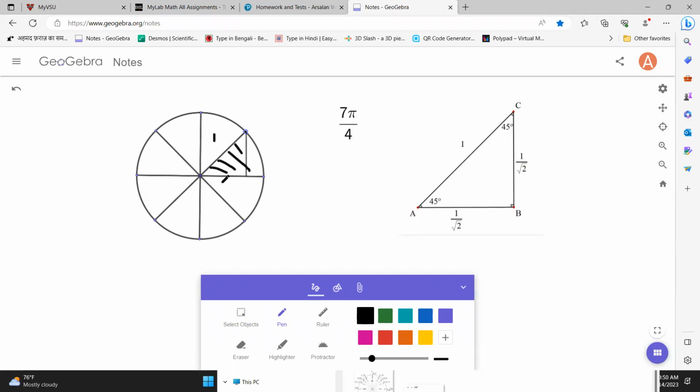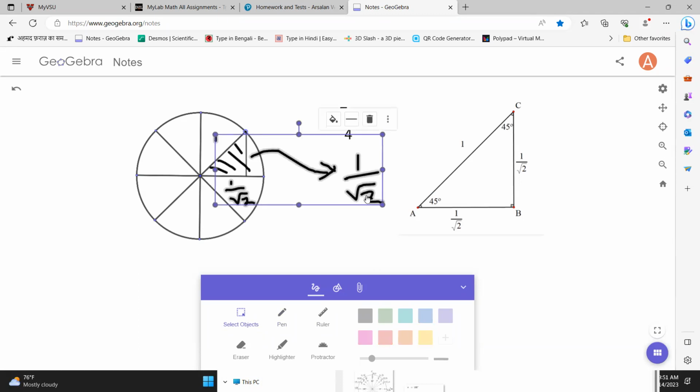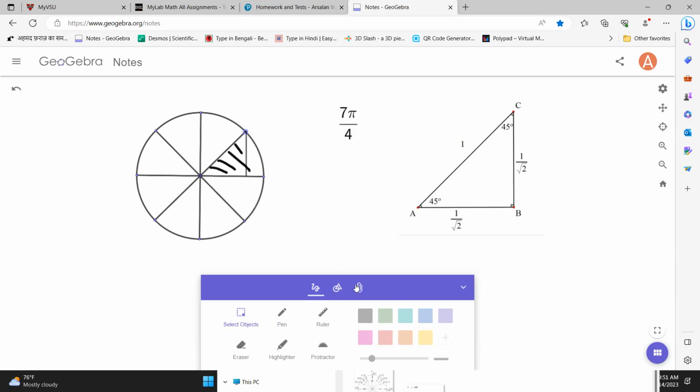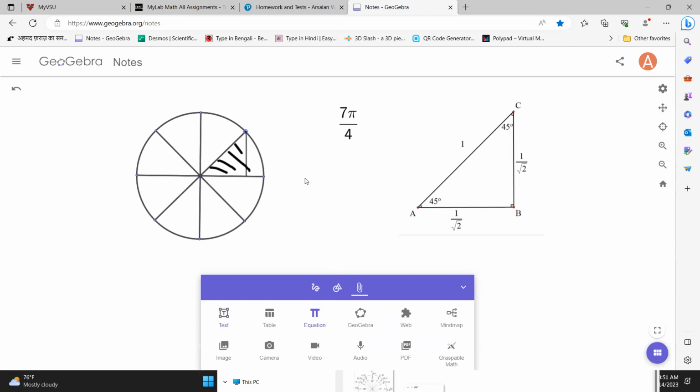If this is 1, this has to be 1 over square root of 2, and this has to be 1 over square root of 2. I'm going to write it nicely, but this is just the concept that you really want to understand. So I'm going to get rid of this and write it a little better. I'm going to say, you really want to get it.